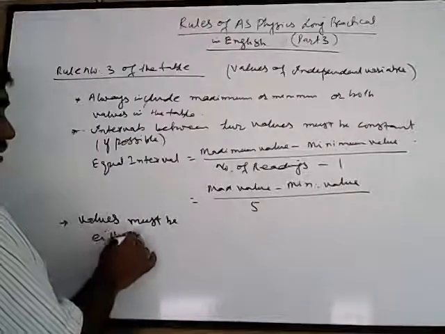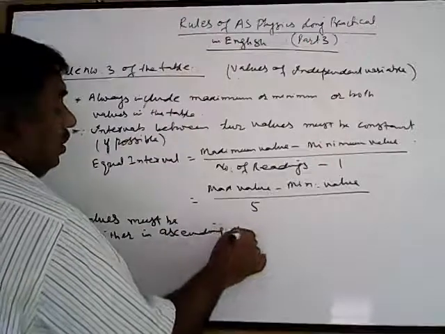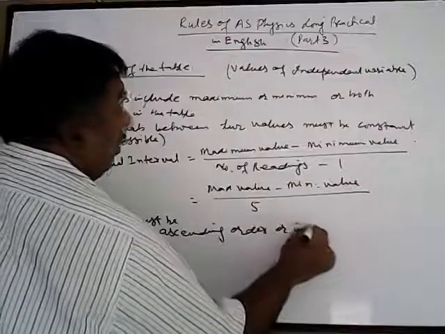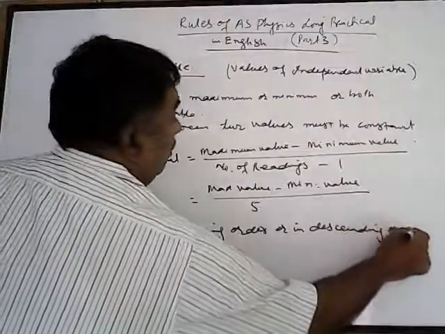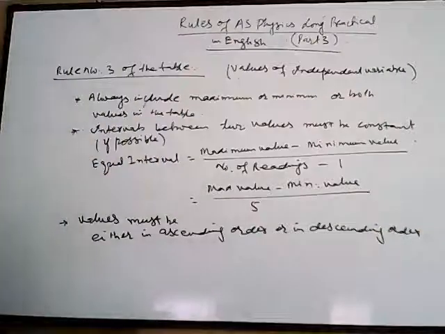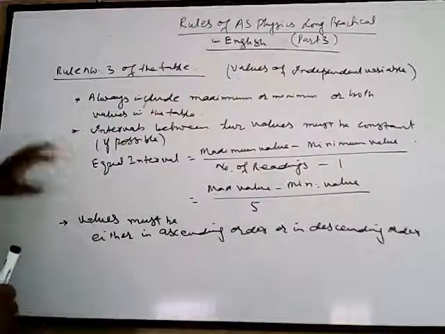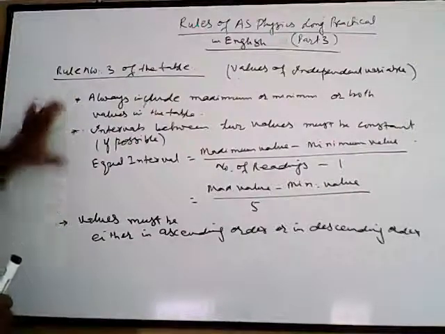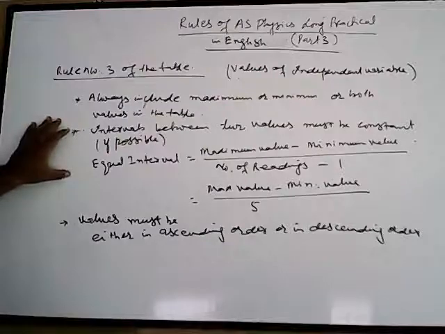The other thing is that the values must be either in ascending order or in descending order. So you have to keep these 3 things in mind, and usually there is 1 mark on each. Sometimes equal interval is not possible, but the other 2 are always possible, so you can score at least 2 marks for this rule. Each carries 1 mark, and there may be 3 marks if the equal interval is possible.